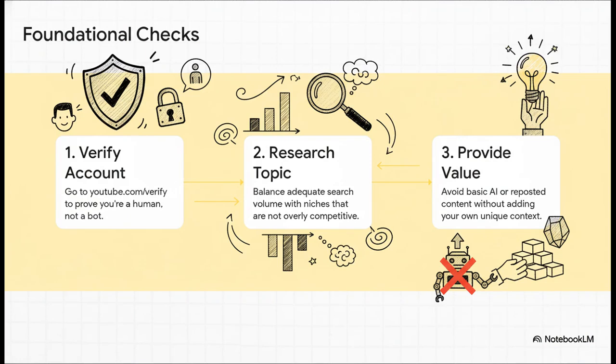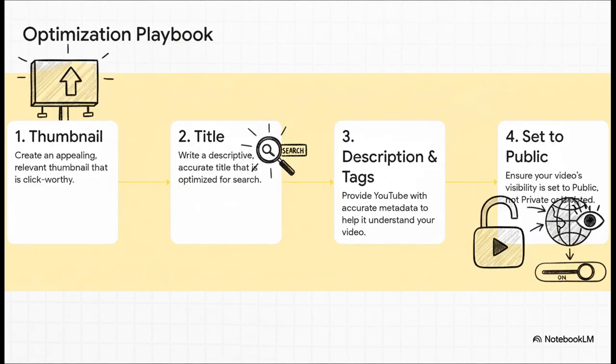First things first, the absolute, non-negotiable basics. You have to verify your account. It's a super simple step that proves you're a human. Next, do your research. Try typing a few ideas into the YouTube search bar and just see what pops up in the autocomplete. That's what real people are looking for. And finally, bring real value. Seriously, the algorithm is getting smarter about sidelining low-effort or just reposted content, so make sure your unique spin really shines through. All right, next up is your optimization playbook.